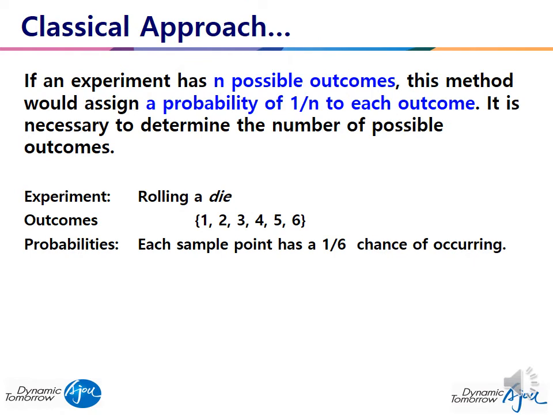Classical approach. If an experiment has n possible outcomes, this method would assign probability of 1 over n to each outcome. It is necessary to determine the number of possible outcomes. Experiment is rolling a die. Outcome is 1, 2, 3, 4, 5, 6. Each sample point has 1 over 6 chance of occurring.